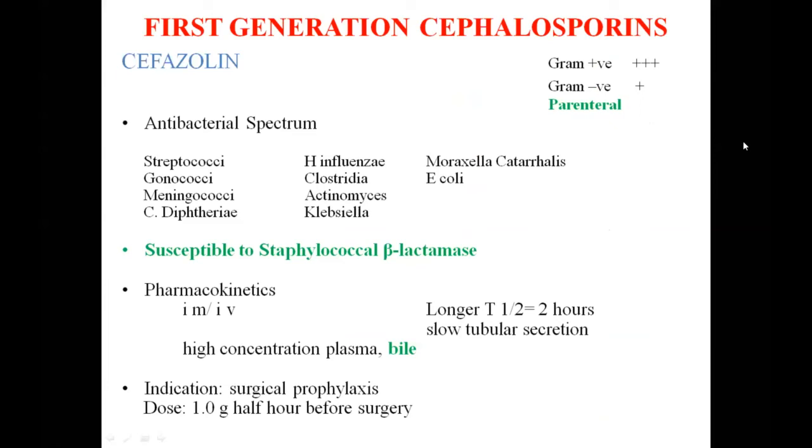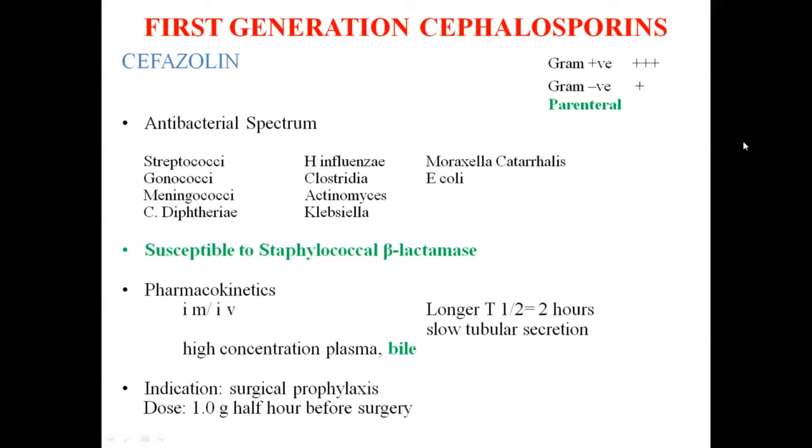Cefazolin is a parenteral preparation with an antibacterial spectrum effective against streptococci, gonococci, meningococci, H. influenzae, Clostridia, actinomyces, Moraxella catarrhalis. But you must remember that they are susceptible to the beta-lactamases. Because of this, the first generation ones are not to be used in any serious infection, and they are less active against penicillinase-producing staphylococci as well as penicillinase-producing H. influenzae.